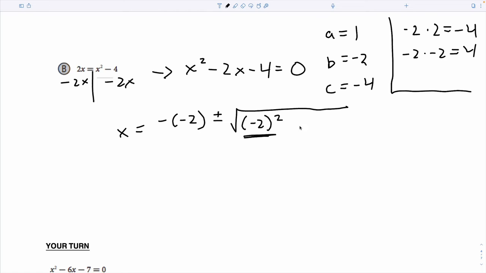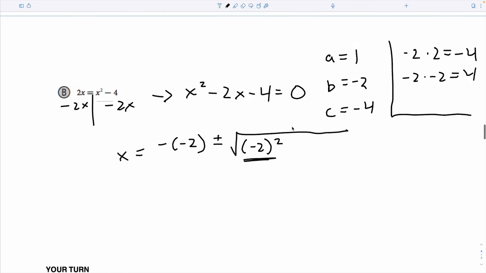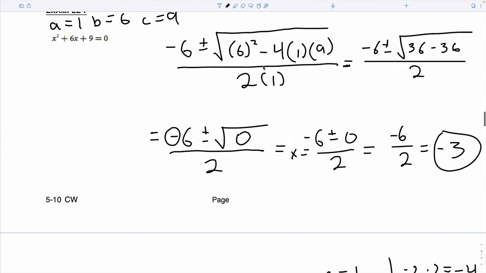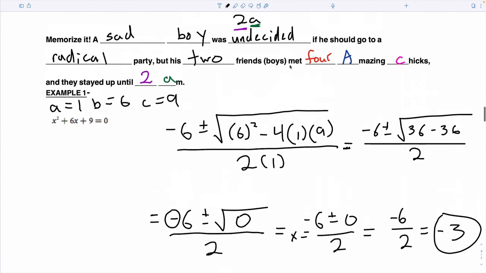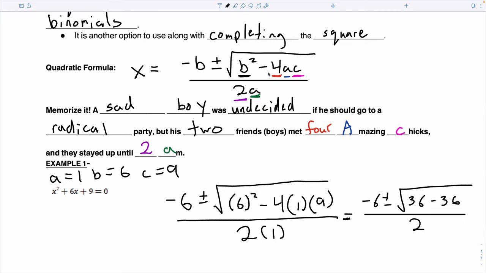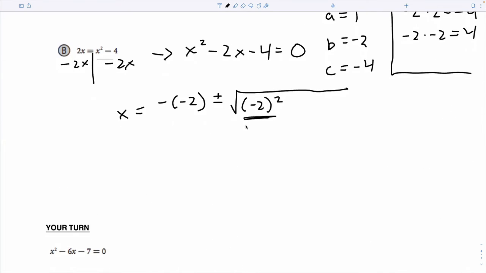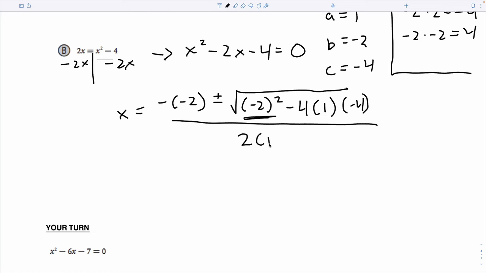-b plus or minus the square root of b squared. What's the next step? B squared. Kieran, what comes next? Minus 4ac. -4. A is a 1. C is a -4. All over 2a. Cool, let's simplify it.